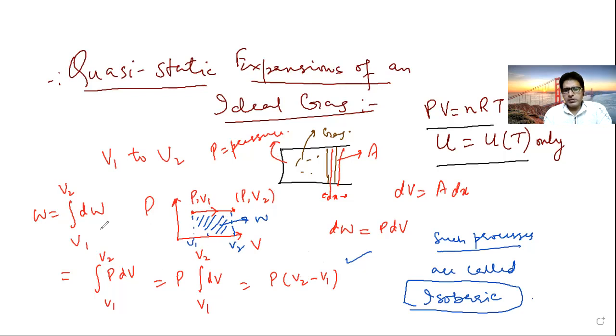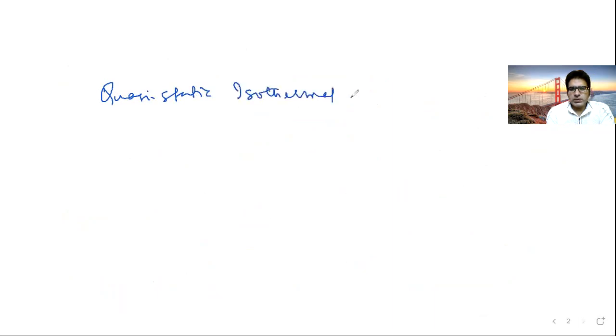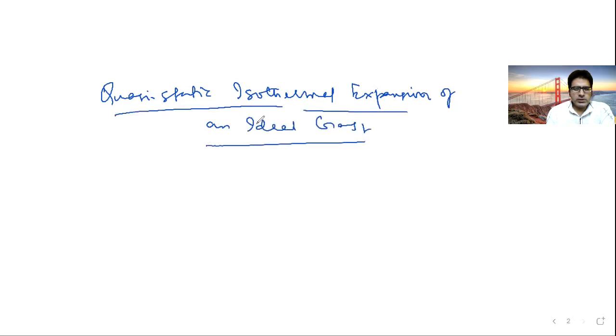Now there are two other processes which are important, and we want to find the expressions for the work done by the gas for those two processes. This was for the isobaric process. The other process: quasi-static isothermal expansion of an ideal gas, right? Quasi-static, isothermal expansion of an ideal gas.